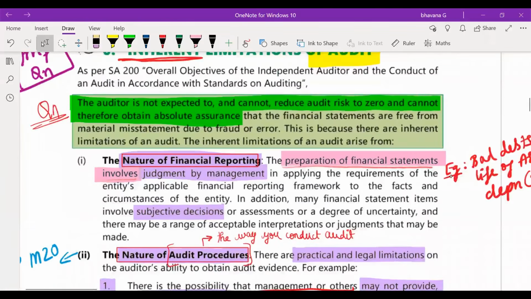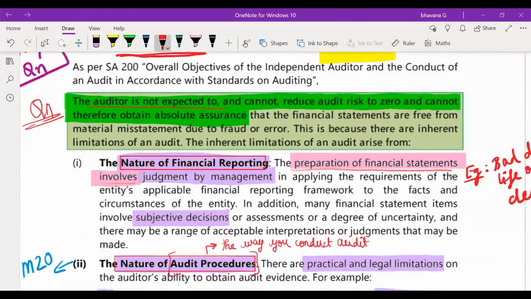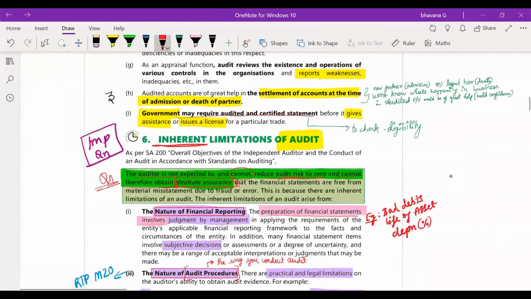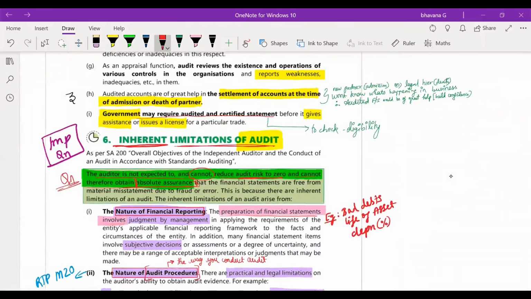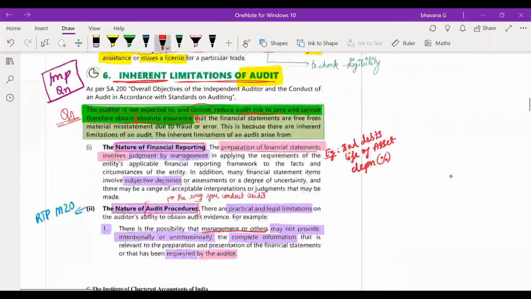In the exam, they will ask you that the auditor is not expected to, and also cannot, reduce the audit risk to zero, and cannot therefore obtain absolute assurance. Now what is audit risk? This you will learn in a later chapter. For now, understand that we always say the auditor cannot obtain absolute assurance. Why do we say that? Justify, they will tell you. In such a case, you must not blabber something in the exam. You have to write all these inherent limitations of audit and tell them this is why we are not able to give you absolute assurance or 100% assurance. So now we are going to see.